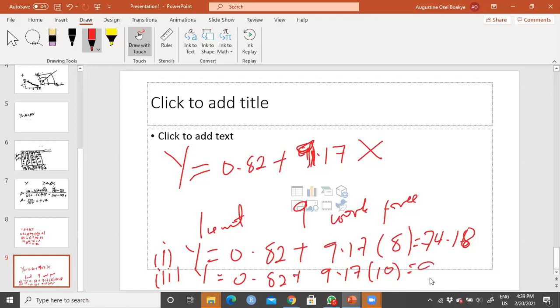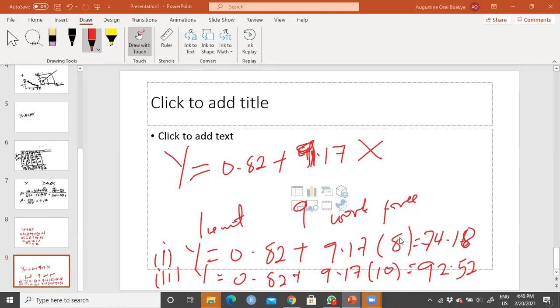92.52. Good, very good. And please, once again, the Y represents what? In the equation, what does the Y stand for? Dependent variable. Very good. And because we are doing HR forecasting, what does it represent? The number of people we will need.